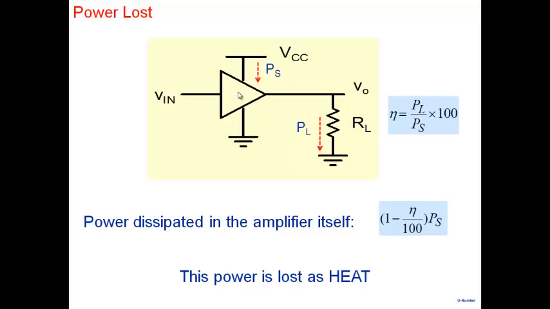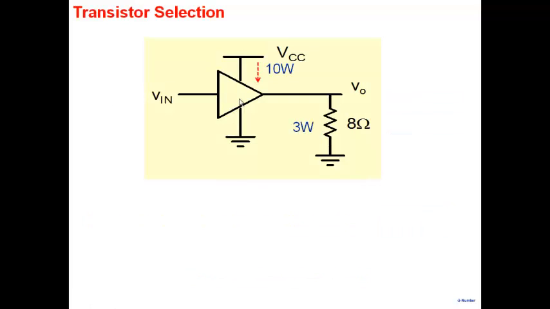Besides the fact that you obviously want efficiency to be high, one of the consequences of a smaller efficiency is that a lot of power gets dissipated here. As a result, the transistors heat up, and then you have to take special precaution to prevent the transistor from getting damaged because of the heat. So transistor selection becomes crucial here at the output stage.